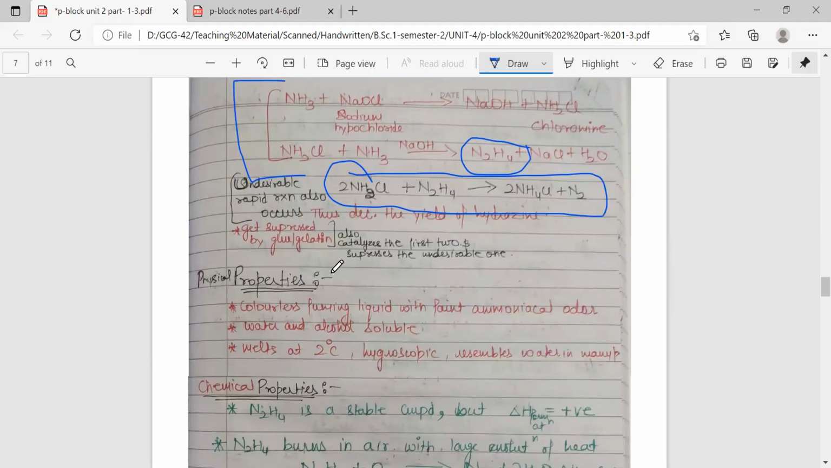Now coming to the physical properties of hydrazine, it is a colorless fuming liquid with a faint ammoniacal odor. It is soluble in water as well as alcohol. It melts at 2 degrees Celsius. It is hygroscopic and resembles water in many of its properties.